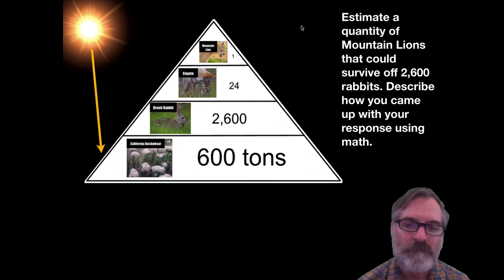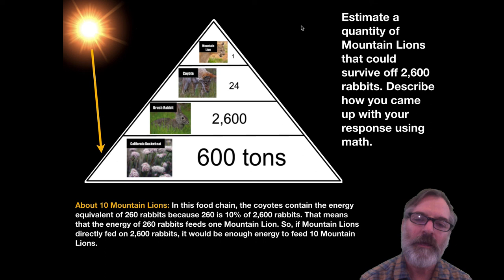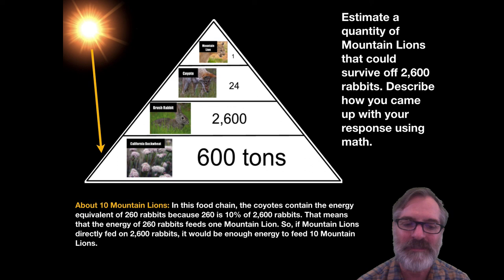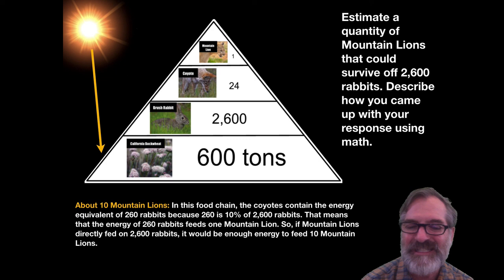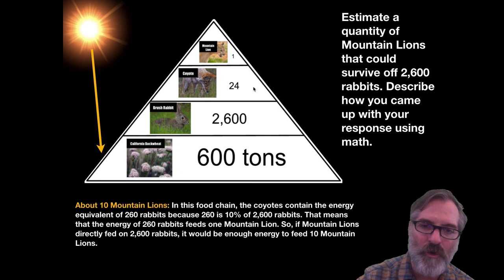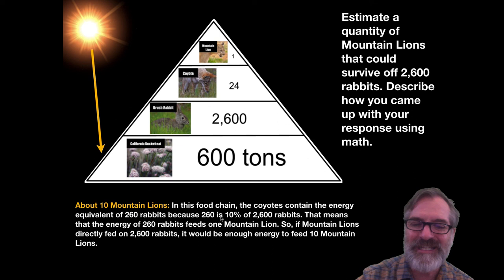All right, let's see what you came up with. If you had 10, you are correct. 10 mountain lions could be supported if you got rid of the coyote trophic level. In this food chain, the coyotes contain the energy equivalent of 260 rabbits. So 2,600 rabbits can support 24 coyotes. But remember, only 10% of this biomass is going to be transferred up here. So what's 10% of 2,600? 10% would be what? 260 is 10% of 2,600 rabbits. So that means the energy of 260 rabbits feeds one mountain lion. So for 260 rabbits, it will support one mountain lion.